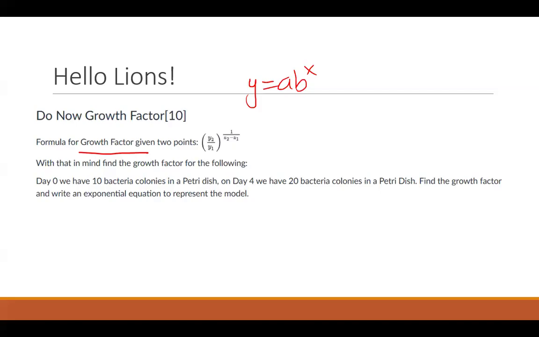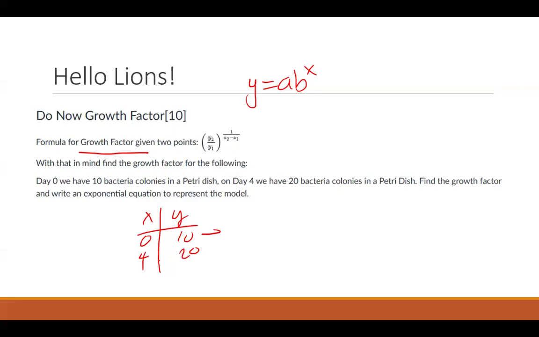So when you were given this problem, you had day 0, we have 10 bacteria colonies in a petri dish. So when I'm thinking about my table, I know at day 0, there is 10. On day 4, there is 20. So I have an X and a Y that's being given to me. Do I have enough information to figure out what that growth factor is? I do. I have 2 X's and 2 Y's. And how many are required here? 2 X's and 2 Y's.